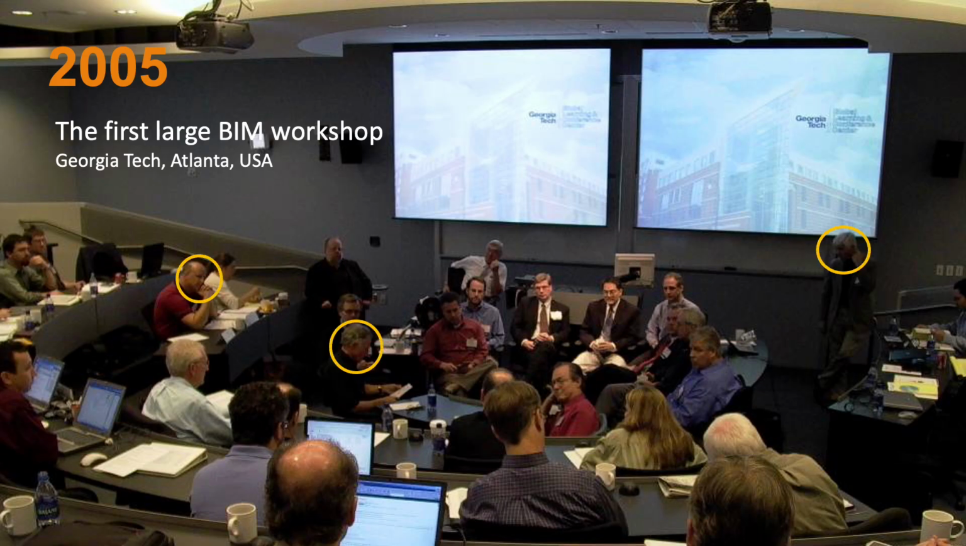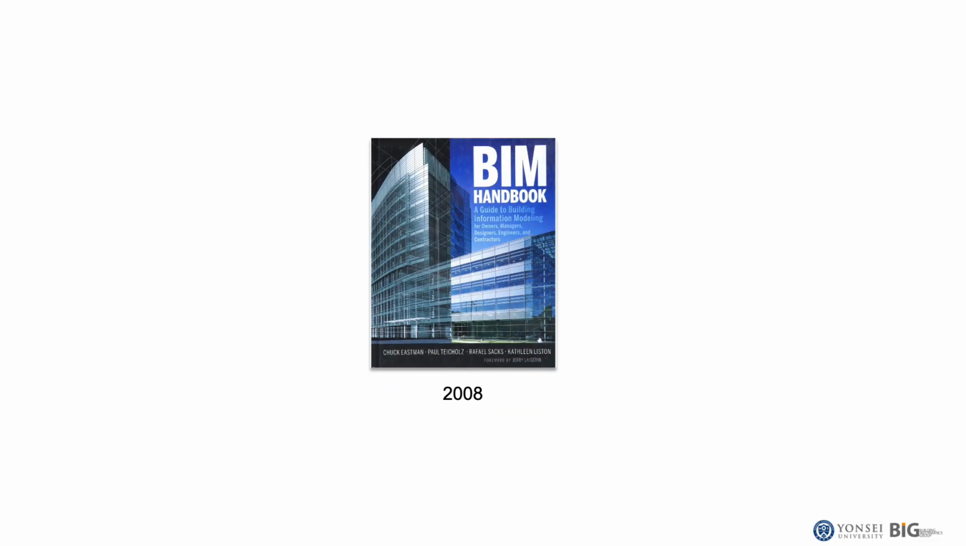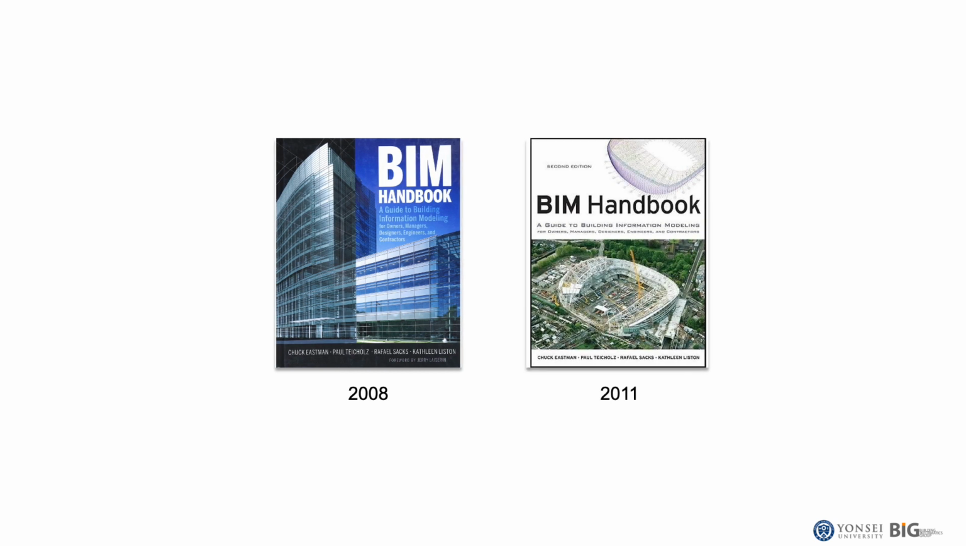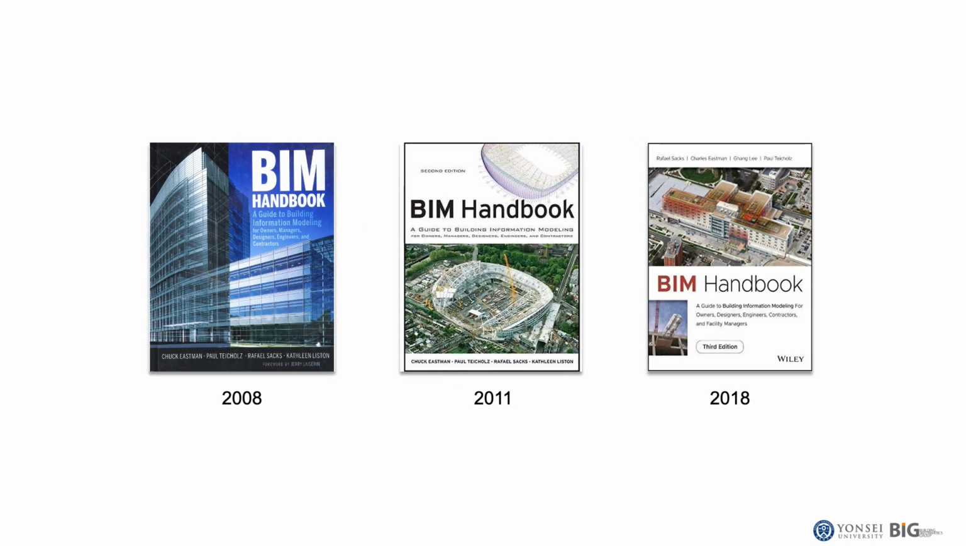In 2005, the first large BIM workshop was hosted by Georgia Tech. Many core people related to BIM, including Chuck Eastman, Bert Heiko at Stanford, and Phil Bernstein at Autodesk, joined the workshop. As the outcome of the workshop, the first edition of the BIM Handbook was published in 2008, which was followed by the second edition in 2011 and by the third edition in 2018. It was my honor to join as one of the authors of the third edition of the BIM Handbook.